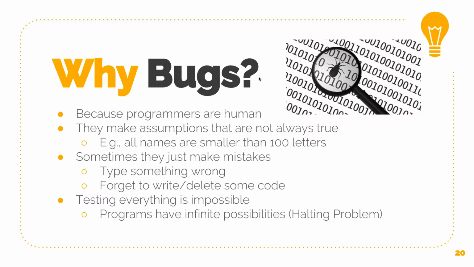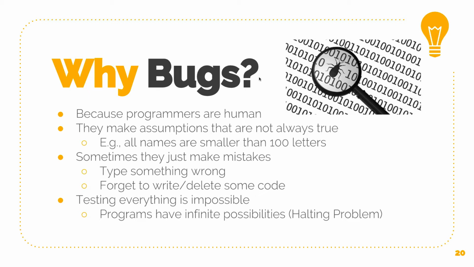So why are there bugs? Because programmers are human. They make mistakes. And there are different types of mistakes that they make. The first one is that they make assumptions that are not always true. For example, all names are smaller than 100 letters, as we'll see in a minute. Sometimes they just make stupid mistakes. They type something wrong. They forget to write or delete some piece of the code.